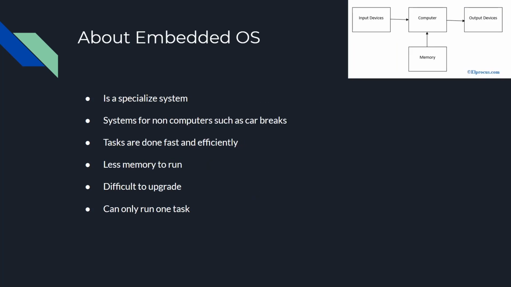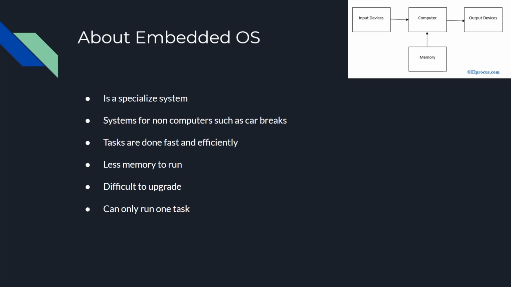An embedded OS is a specialized operating system that is meant for one task and one task only. It's really not meant for computers. It's more for tasks in everyday machinery, like a car brake could have an embedded system, because all it needs is that one task of stopping the car. But it gets really efficient and great at doing that task.